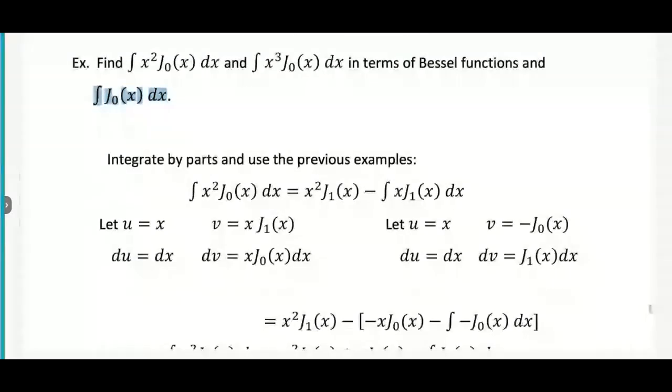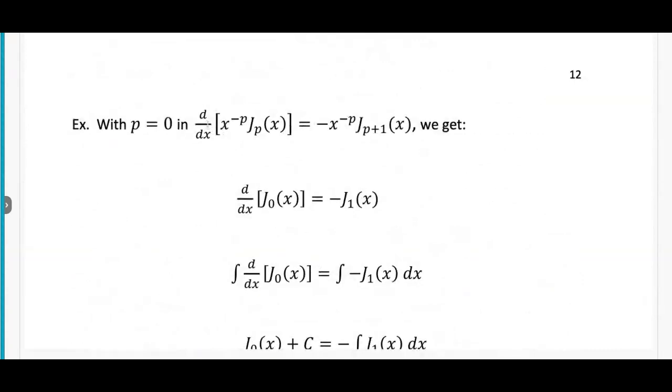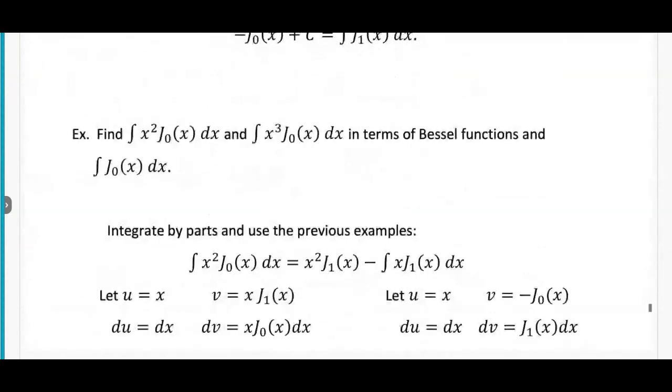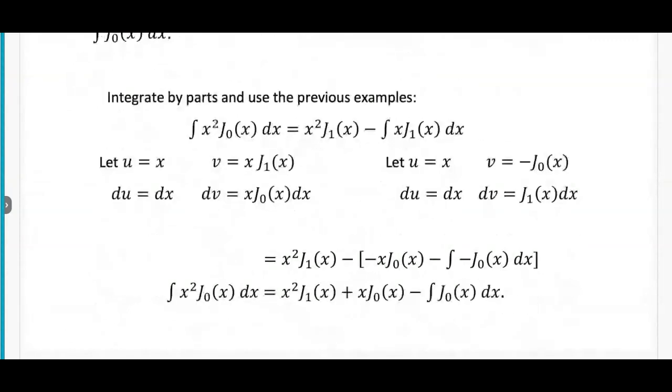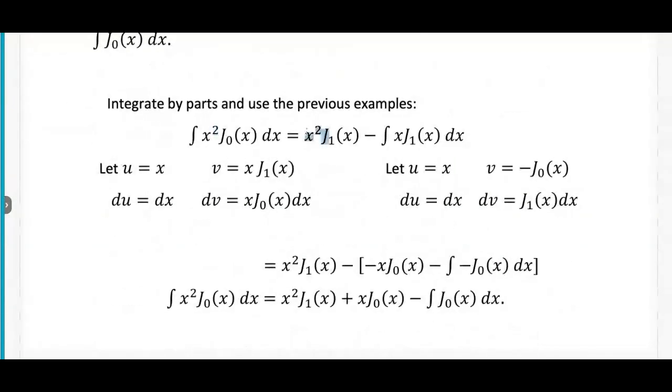So we integrate by parts, right? Use the previous example, integration of this by using the relationship. So this is for negative p. Here p is positive, x squared, x raised to 3 is positive. So that's just x squared J1(x) minus this integration x J1(x) dx.